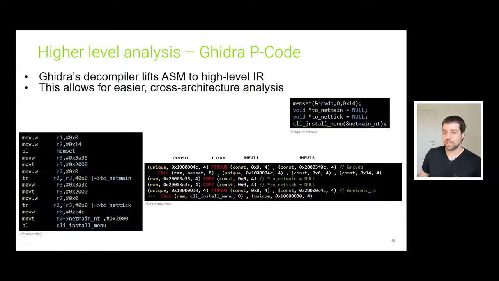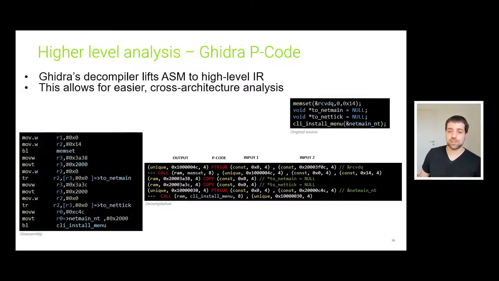The way that Ghidra shows it, there's the P-code operation, which is similar to an opcode, but a bit higher level. Each P-code operation has a specific number of inputs. For example, COPY has one input, but CALL has an arbitrary number of inputs, and PTRSUB has two inputs. Each P-code operation also has an output, which can be null in some cases, for example, CALL.